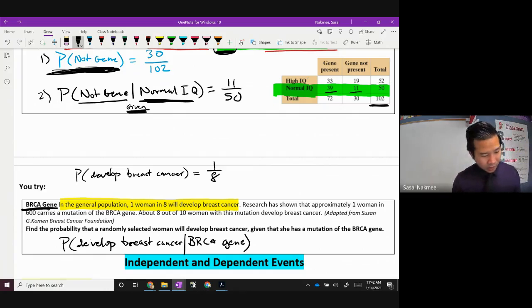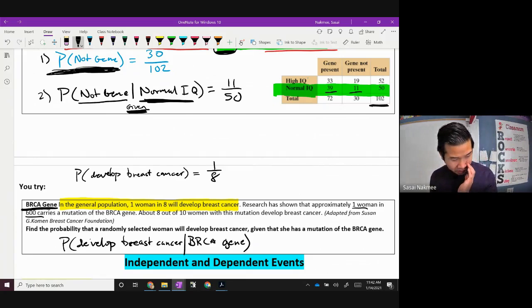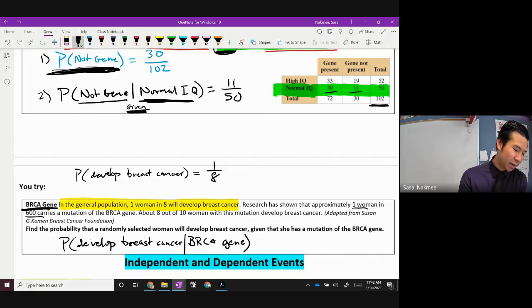Now you look at this and you probably want to do some calculations with this 1 out of 600, but that actually does not need to be done, right? They're just telling you that generally 1 out of 600 women have this gene. But if you do have this gene, what's the probability of you developing breast cancer now? It's no longer 1 out of 8. It's now changed to 8 out of 10. And that's it. That's your answer for this one.